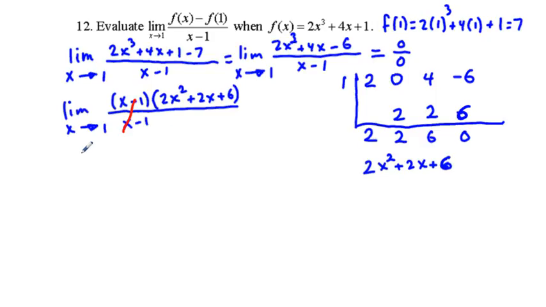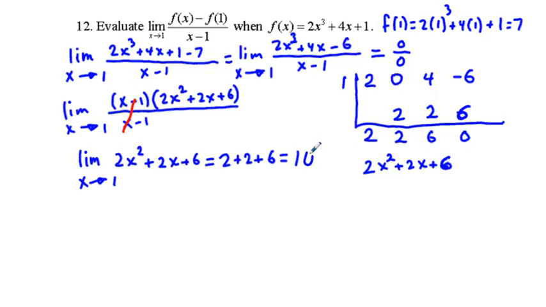And what we have is the limit as x approaches 1 of 2x squared plus 2x plus 6. And what that equals is 2 times 1 squared, which is 2, and 2 times 1, which is 2, and plus 6. So our answer for this one is 10. So 10 is also an answer to problem 12.